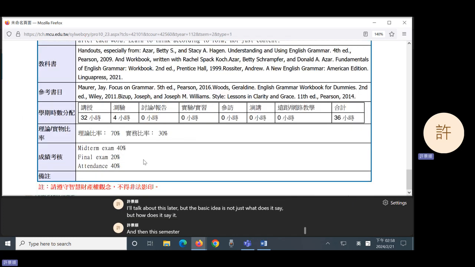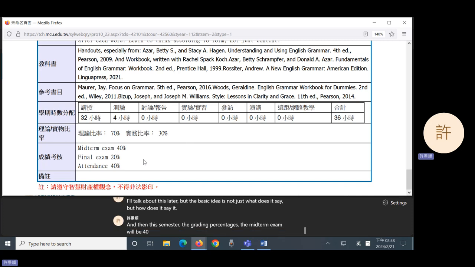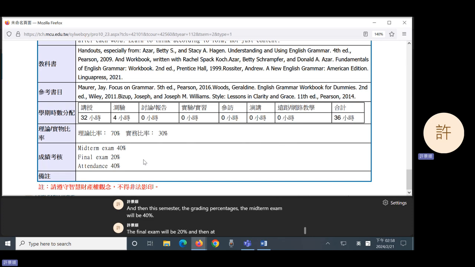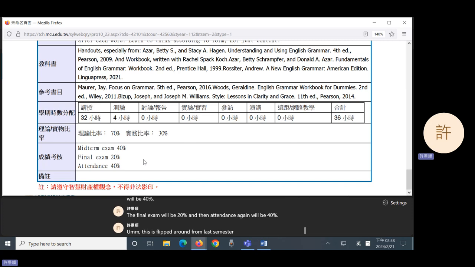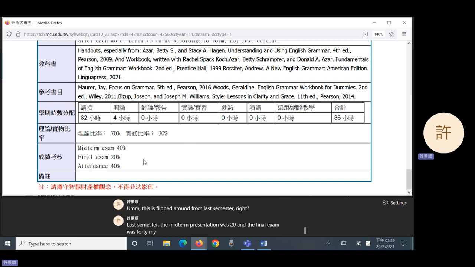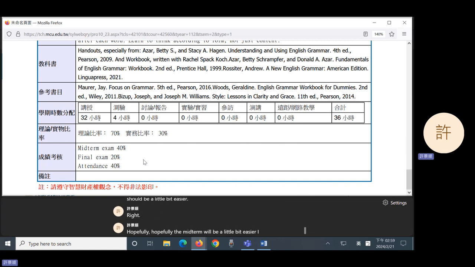And then this semester, the grading percentages: the midterm exam will be 40%. The final exam will be 20%, and then attendance again will be 40%. This is flipped around from last semester, right? Last semester, the midterm presentation was 20, and the final exam was 40. My thinking is that the midterm exam will cover less material, so it should be a little bit easier, right? Hopefully the midterm will be a little bit easier. I actually don't know how I'm going to do the exams yet. I have a few ideas, I haven't decided yet.